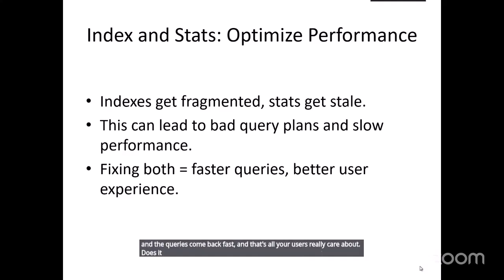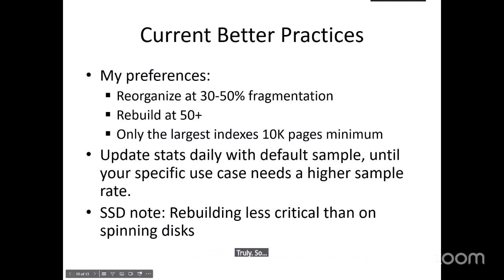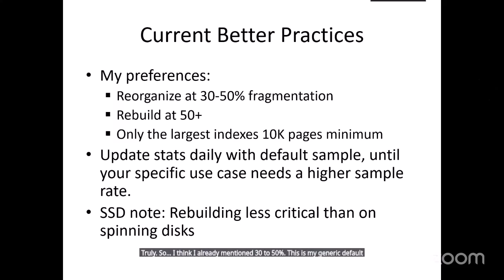Does it come back fast with no errors? Truly. So I think I already mentioned 30 to 50%. This is my generic default that I use. When I get to know a customer a little bit better, I adjust these as necessary. 10,000 pages, I mentioned that. Stats daily with the default sample size. For Microsoft, the bigger the table, the smaller the default sample size gets, so they don't spend all day doing stats on a giant table.